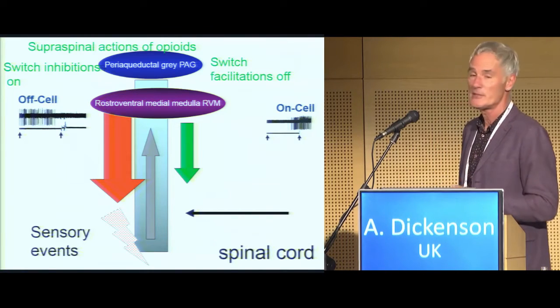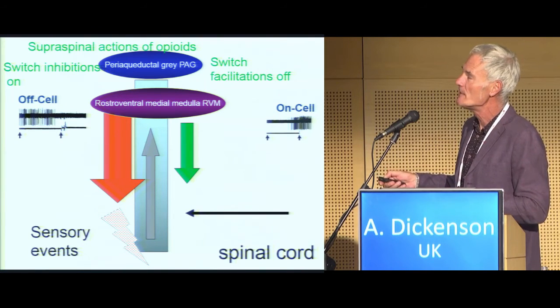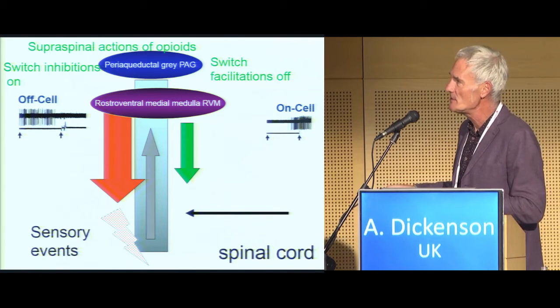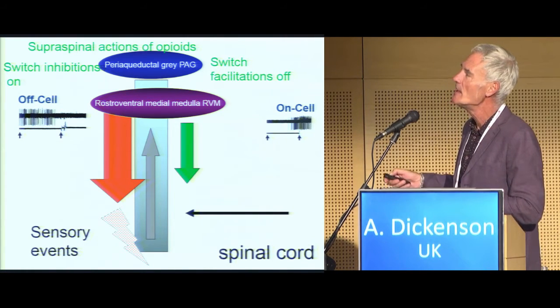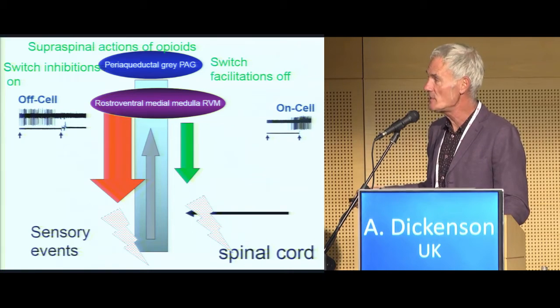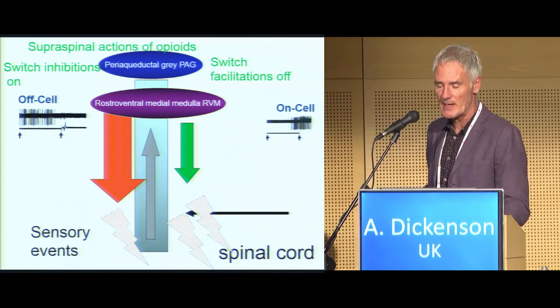So when we think about the supraspinal actions of opioids, we have this central gray, this rostroventral medial medulla, we have inhibitions and excitations, we have off cells, which are the inhibitory side, on cells, descending facilitations. And what opioids up here do is to switch inhibitions on, they activate the off cells, they switch facilitations off. And so they add to inhibition of spinal activity through descending pathways as well.